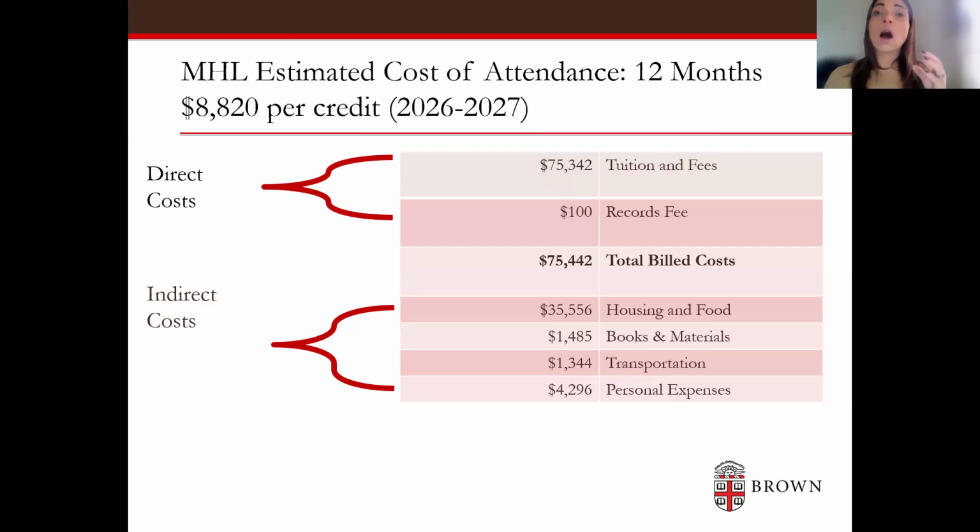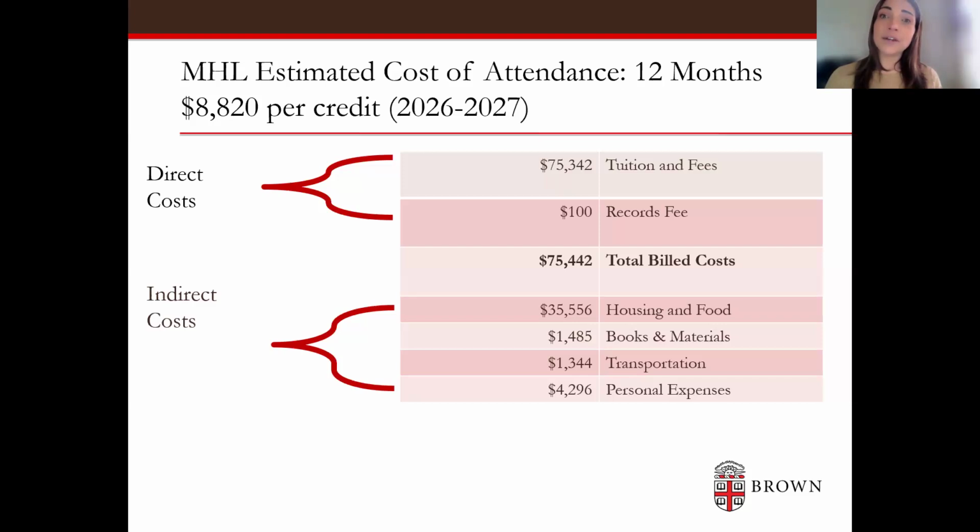Indirect costs are costs that are not directly billed to a student, but they are assumed expenses that a student may have if they enroll in a given program. So indirect costs can span from housing and food, books and course materials, transportation while enrolled, as well as personal expenses that a student may have.